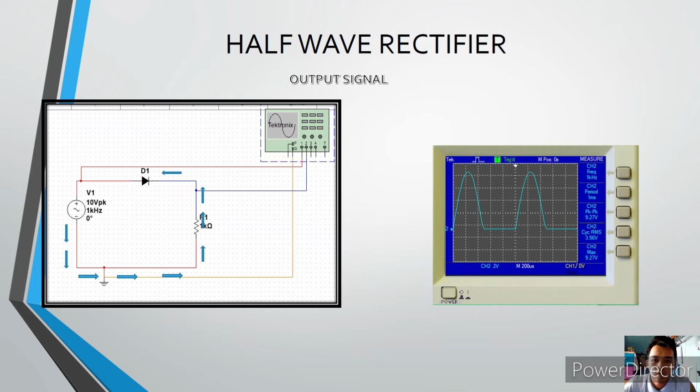Okay, for the output signal, during the negative half cycle of the AC sine wave, the diode is reverse biased as the anode is negative with respect to the cathode. Therefore, no current flows through the diode. Then in the negative half cycle of the supply, no current flows in the load resistor as there is no voltage.